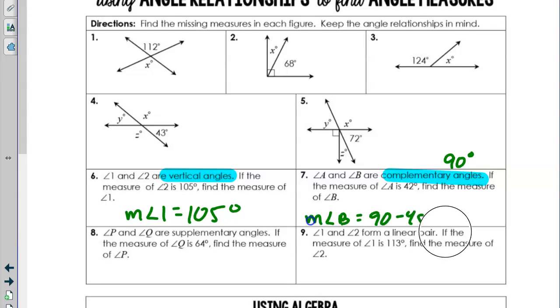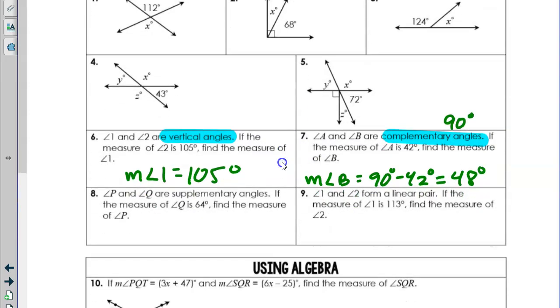And what is 90 minus 42? Brooklyn, did you say it already? Oh, 48. Very good. 48 degrees. Wonderful.